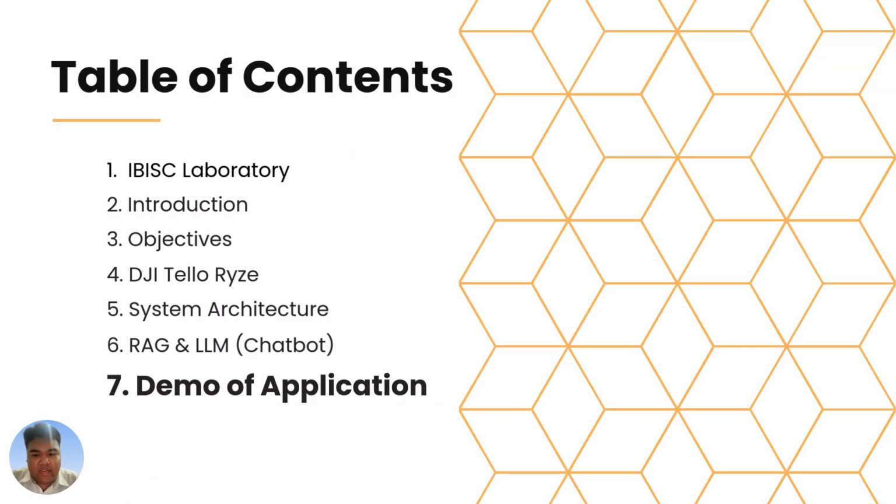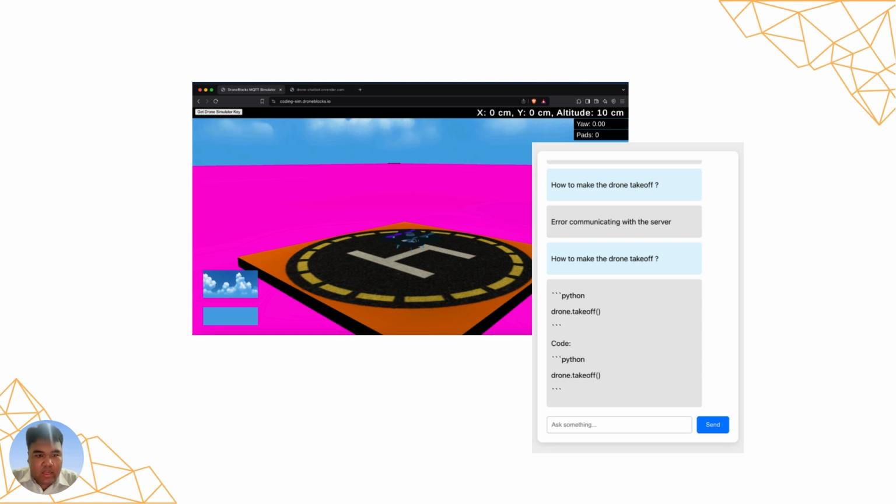So for the demo application, as you can see, if we send a command like how to make the drone take off, it might have some errors, but it's okay. So I ask again, and the RAG will retrieve what the user needs, how to make the drone take off. So the RAG will find the answer with similarity, like take off. So you may need takeoff. The RAG will retrieve the takeoff result.